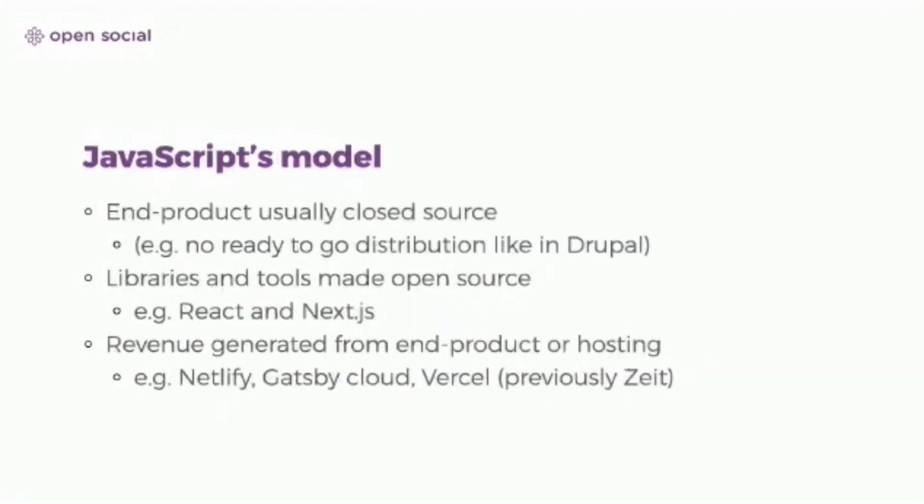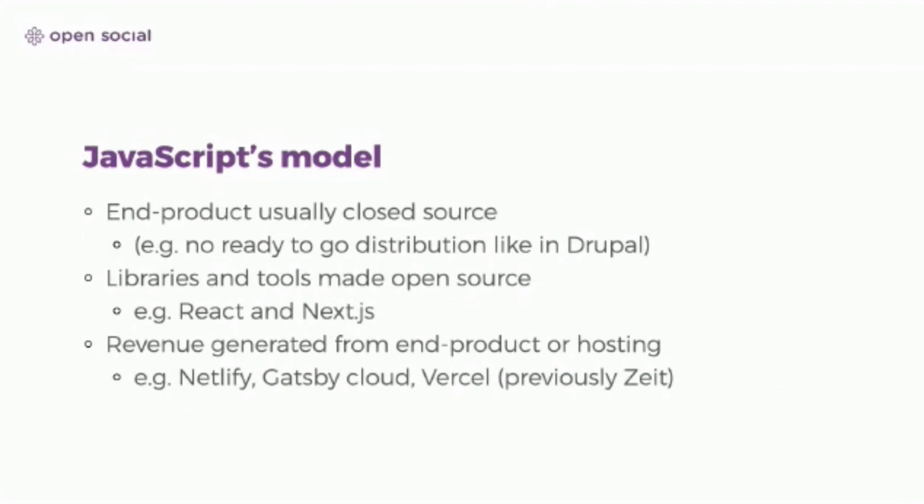The JavaScript model is a bit different. The end products are usually closed source. There are no ready-to-go distributions like you have in Drupal. And libraries and tools are usually the things that are open sourced. For example, React and Next.js. And revenue is then made from these end products or hosting. For example, Netlify, Gatsby Cloud, and Vercel all make great React tooling that you can then use on their hosting services.